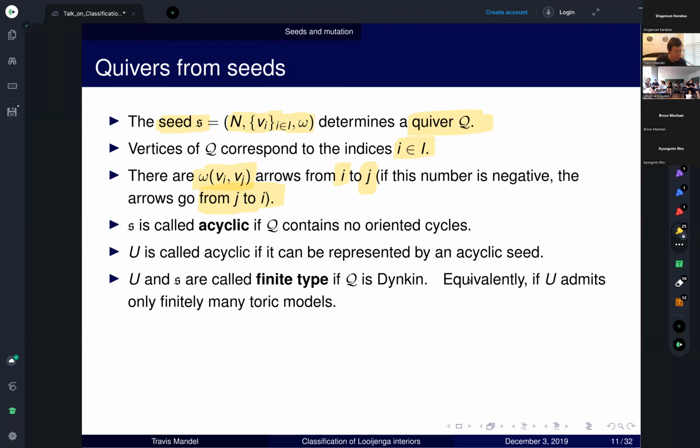Okay, so now this seed, the seed S is called acyclic if the corresponding quiver has no oriented cycles. I've said there will never be oriented 2-cycles, but what about a 3-cycle like this? That could happen, but if this never happens, you say your seed is acyclic. And then the Looijenga interior U is called acyclic if it can be represented by an acyclic seed.